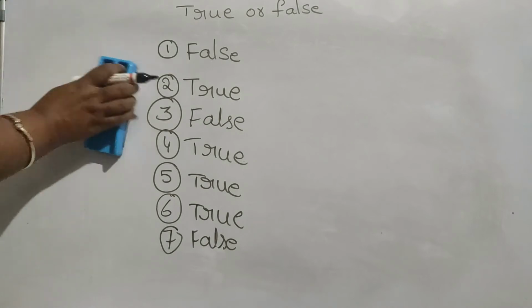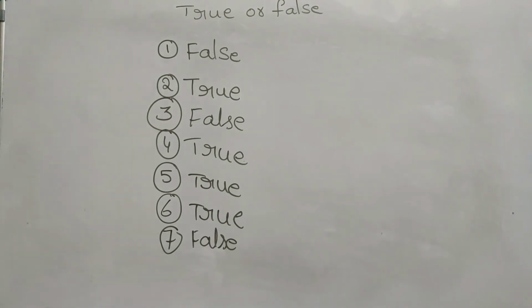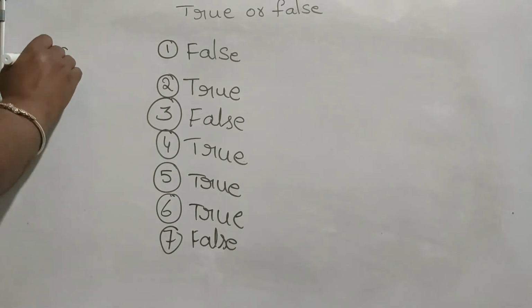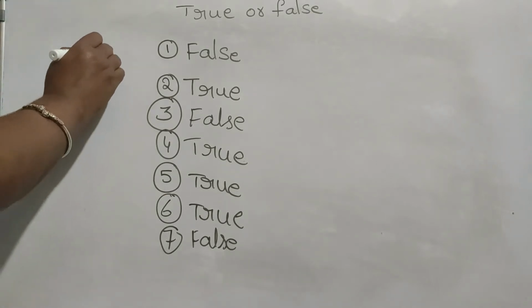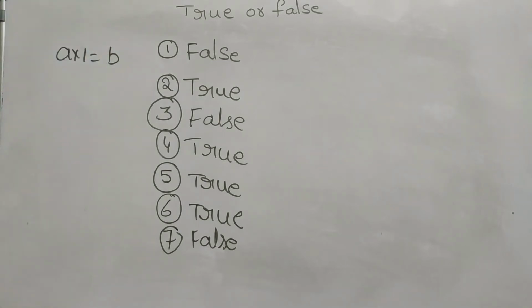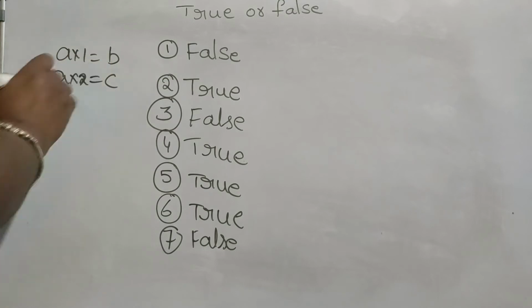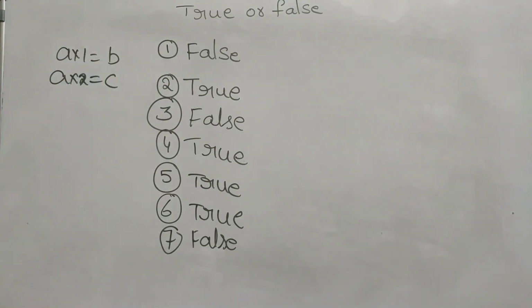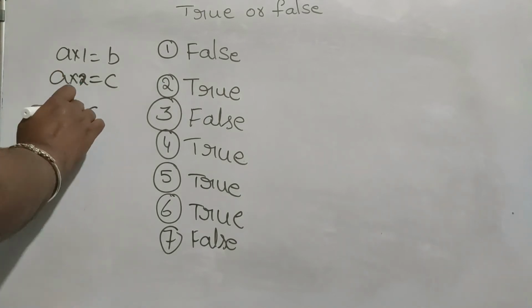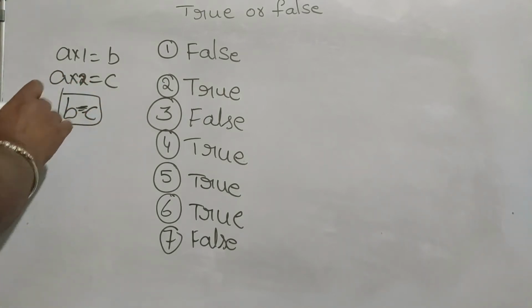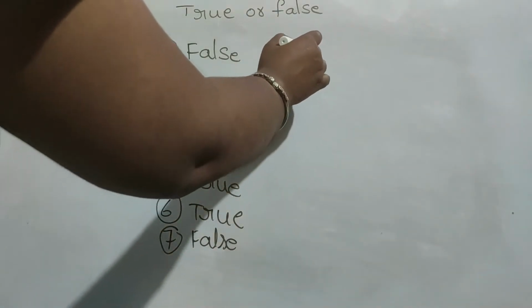Next statement, which is the 8th one: if A is a factor of B and A is a factor of C also, then A is a factor of B minus C. That is a true statement.